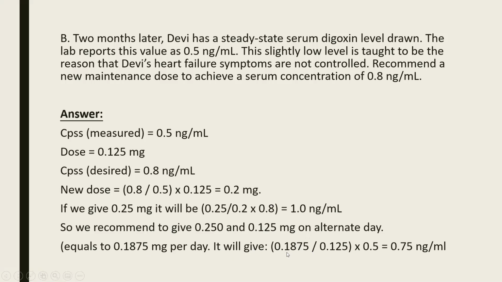Then if you estimate the concentration again, it will be around 0.75, using 0.1875 divided by 0.125. From where do we get 0.1875? Oh, this one, the dose. So the recommended dose divided by the dose that we took previously, times the concentration. So it will be around 0.75.